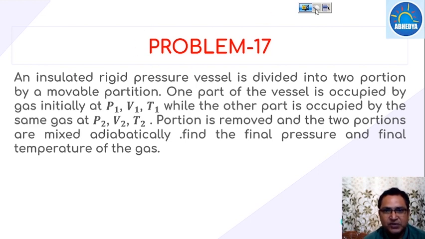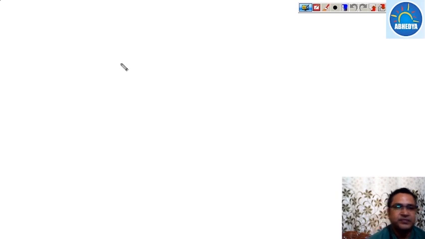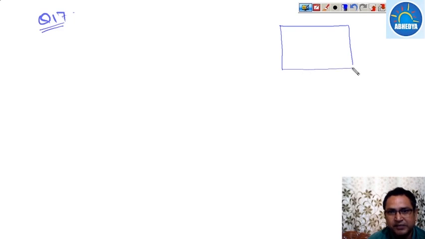Okay, so now see how to solve this question. What he says is, this is a chamber which has been divided into two parts by a movable partition. This partition can be removed. Initially, the pressure of this portion is P1, volume is V1 and temperature is T1, while the pressure of this portion is P2, volume is V2 and temperature is T2. Both have the same gas. So let us call this the first chamber and this the second.